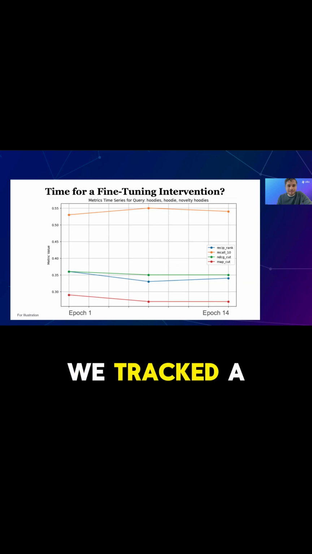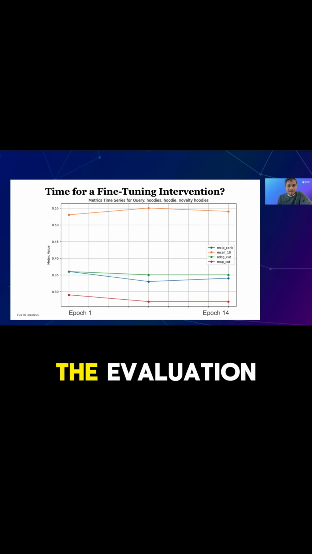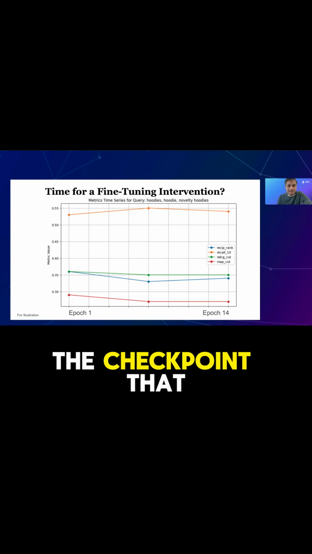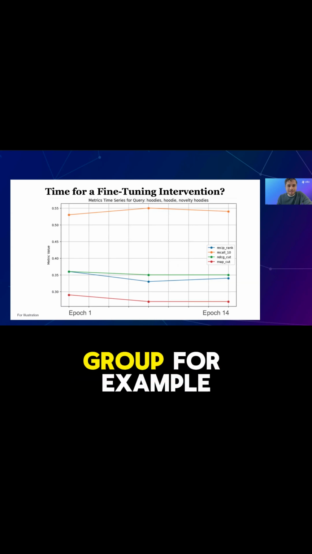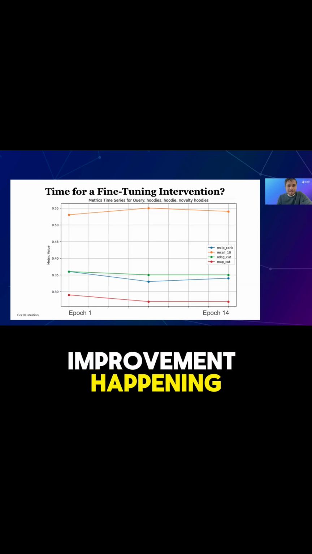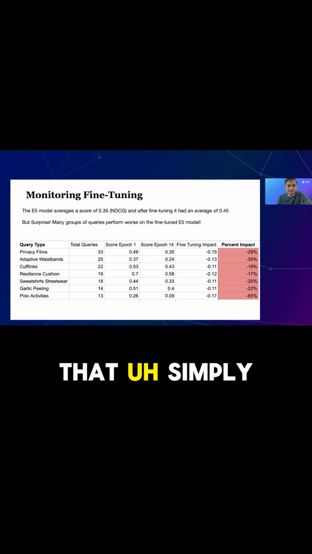So here, for example, we tracked a group that was hoodies-based. That's over there in the title. It says that hoodies and novelty hoodies were in a group of queries. We're tracking several different performance metrics during the evaluation while fine-tuning, from epoch 1 to epoch 14, which ended up being the best checkpoint, as we went to epoch 25. And what we saw for this group is that there was just an absolute stagnation rather than an improvement happening. And what you saw before was that there are many groups that simply got worse.